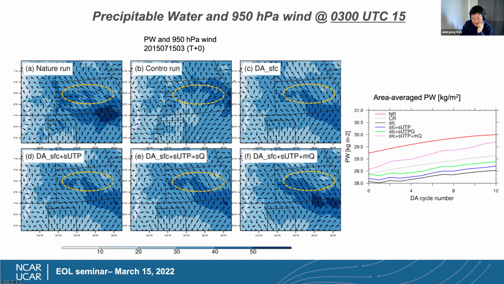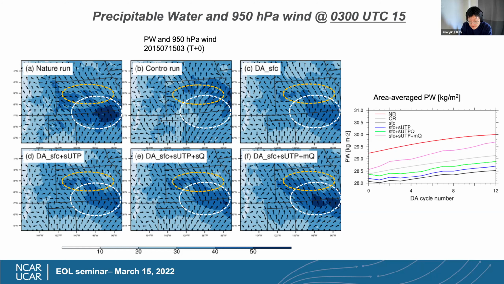And when we assimilate the surface observation, it improved the surface wind field like this, and the wind field aloft compared to the control run. And sounding data cannot change the water vapor field in the analysis field. And when we assimilate the MPD, that increased the water vapor amount, especially over Oklahoma and Kansas, compared to the other DA experiments.